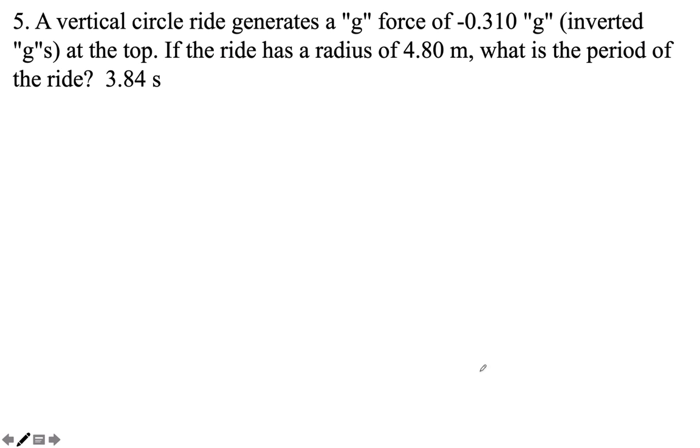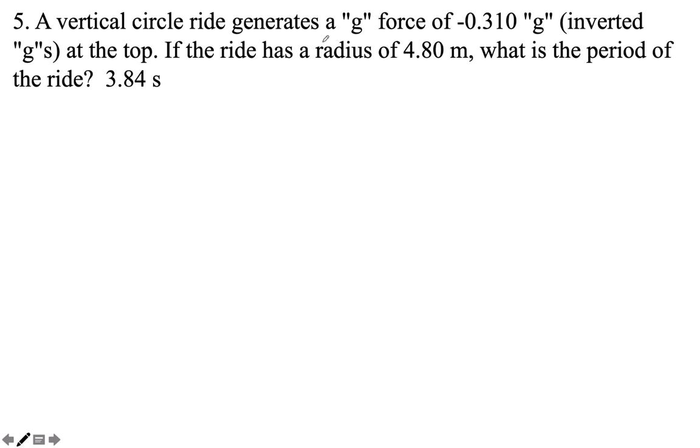So this one's the exact opposite of the other one. The first thing we're going to do is the top-bottom thing. Figure out what the actual g-force of the ride is, and then we'll turn it into meters per second squared. Then we'll figure out, in this case, the period of the ride. Okay, so let's take a look at this.